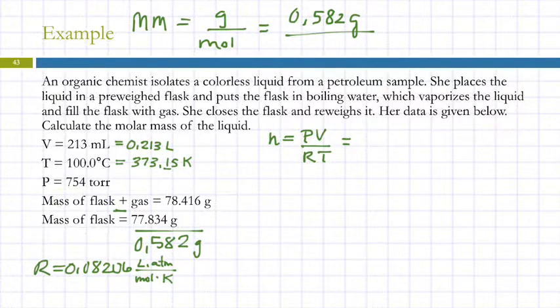Then 754 torr. So that's 1 atmosphere per 760 torr. Remember, torr and millimeters of mercury, exactly the same number. So 754 divided by 760. 0.992, 3 sig figs, 11 atmospheres.